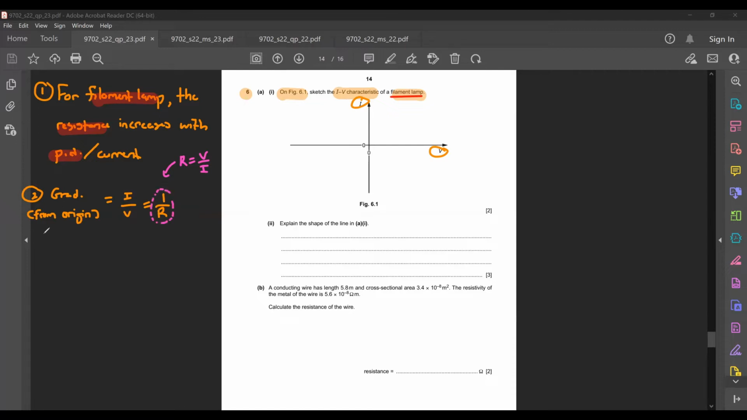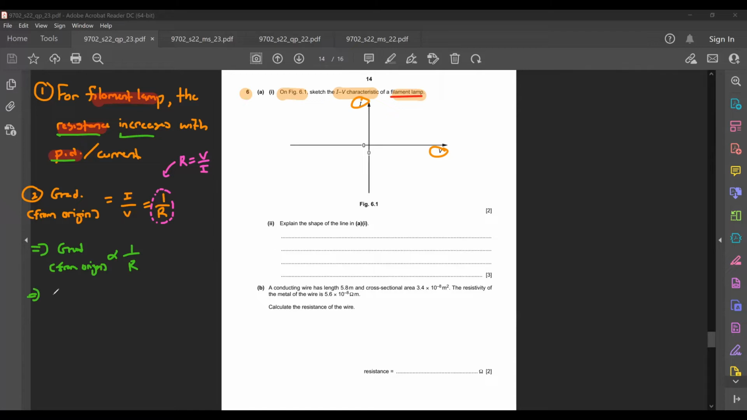Okay. From here, just now I mentioned that your resistance should be increasing with PD, isn't it? So in our case, we already know that the gradient from origin is inversely proportional to R because of these two things here. Gradient from origin is actually inversely proportional to R.